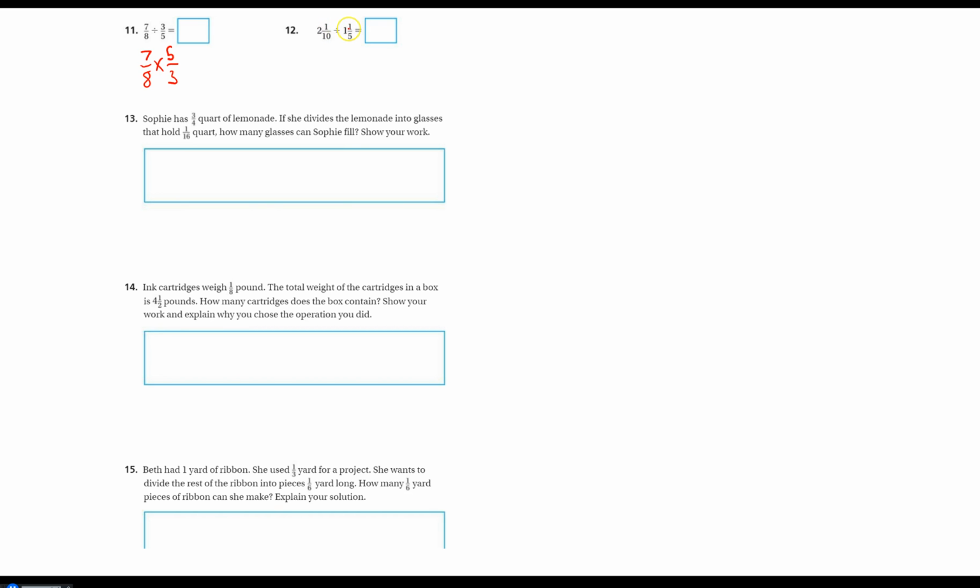Let's jump over to number 12, though. That's a little more challenging because we have mixed numbers that we want to change into improper fractions first. So 2 1/10, well, 1 whole would be 10/10, and we have 2 wholes, so we need another 10/10. This is 1, this is 2, and then we also have 1/10. So 2 1/10 is equivalent to 21/10. Another way to do this is simply to multiply 2 times 10 and then add the numerator 1. So 2 times 10 is 20 plus 1 would be 21.